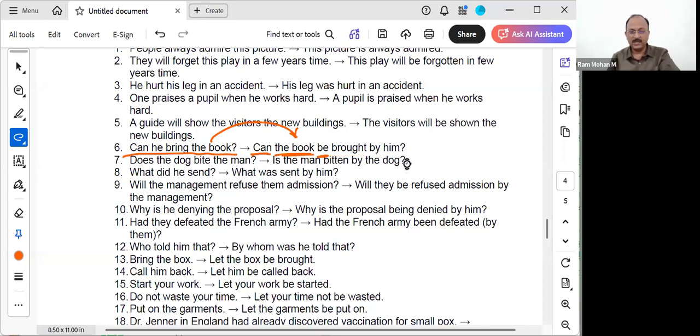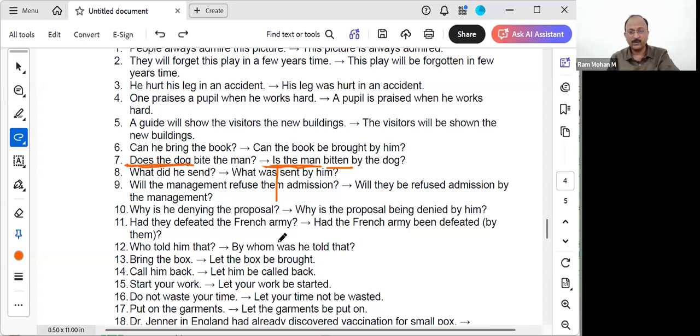Okay. And, does the dog bite the man? Does means what? Simple present only. Correct? No. Does the dog bite the man? What do we say? Is the man bitten by the dog? Means simple present will get converted to present continuous. Correct? No? Does or simple verb means we'll be adding "is" here. Is the man bitten by the dog?